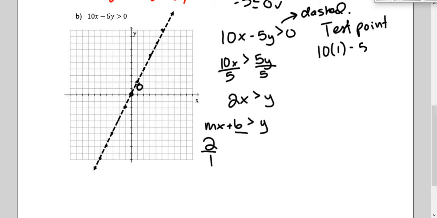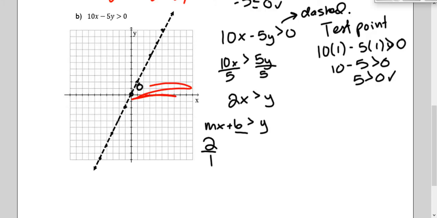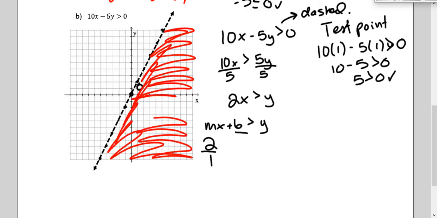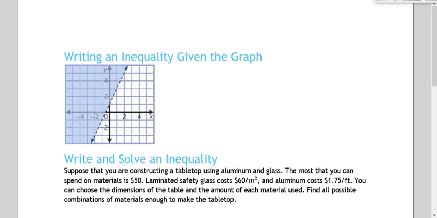10 multiplied by 1 minus 5 multiplied by 1 must be greater than 0. So then 10 minus 5 greater than 0. 5 is greater than 0. So then we would shade in this side, just like that. Okay? That's it. Graph it exactly like you would a linear, just make sure to pay attention to the sign, because we want to be able to read these too.